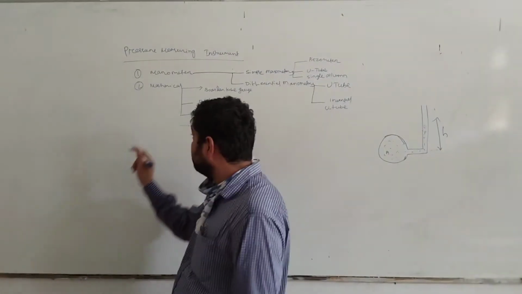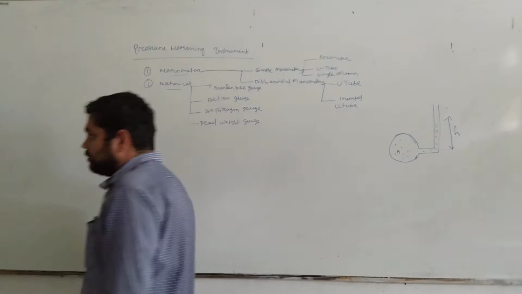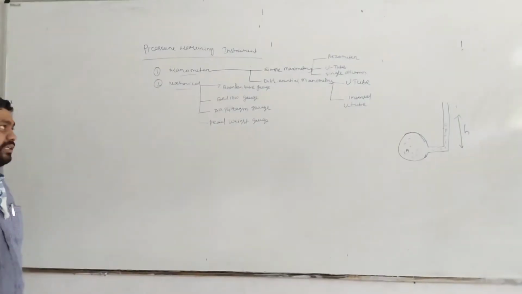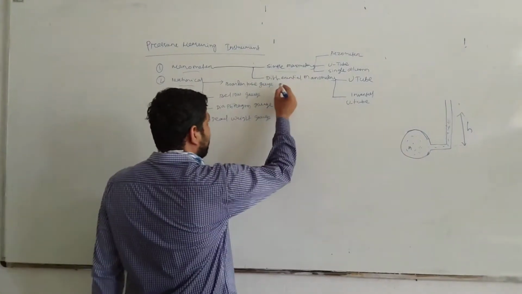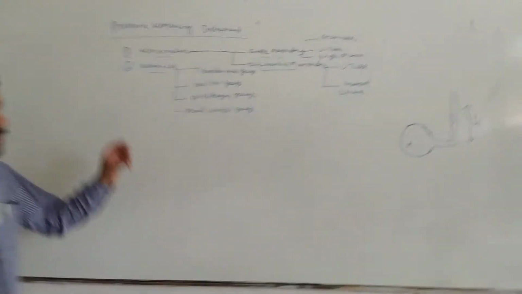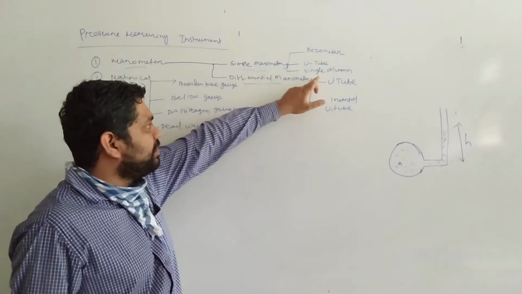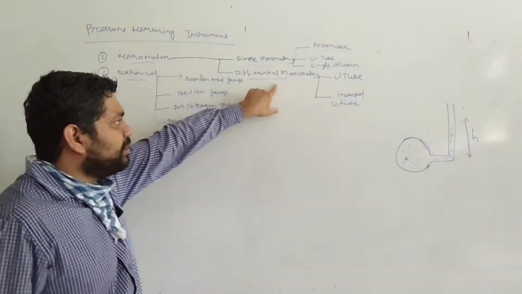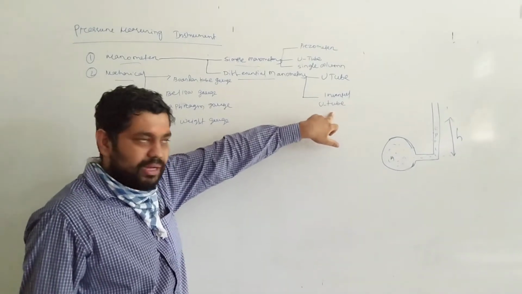Under that there are two types: one is the manometer and one is the mechanical gauge. Through a manometer you can measure pressure, and through a mechanical gauge you can also measure pressure. Under manometer there are two types: the simple manometer and the differential manometer. Under simple manometer there are the piezometer, the U-tube manometer and the single column manometer. Under differential manometer there are the U-tube differential manometer and the inverted U-tube differential manometer.